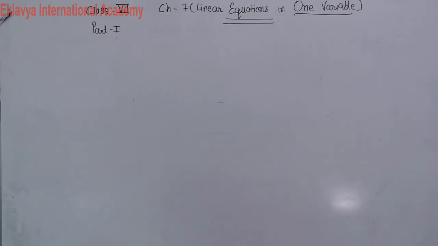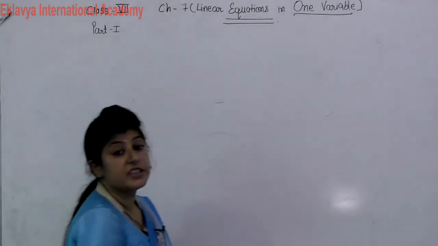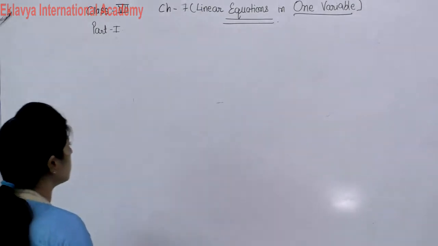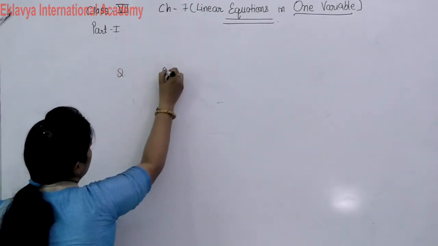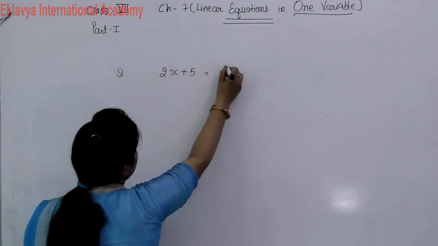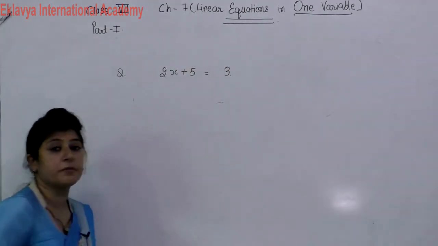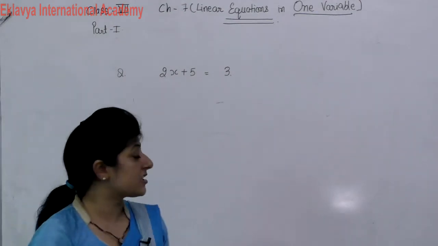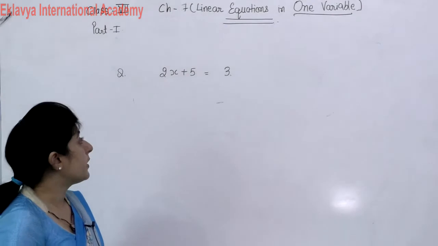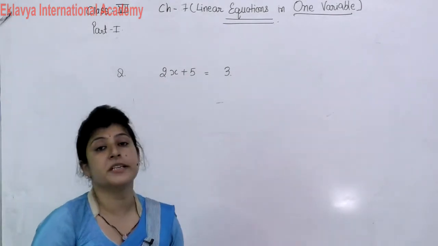Suppose it is given to you that a variable is present on both sides, then what will you do? Suppose we write down 2x + 5 = 3. Firstly, this type of mixed equation, how do we perform operations? 2x + 5 = 3.